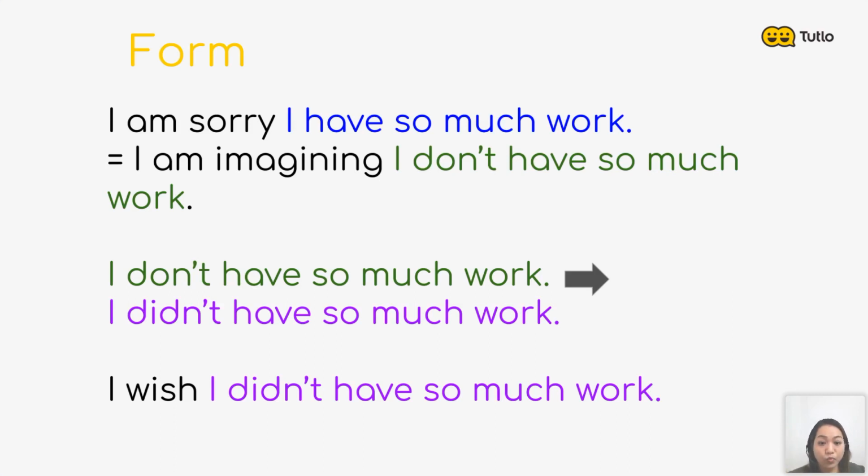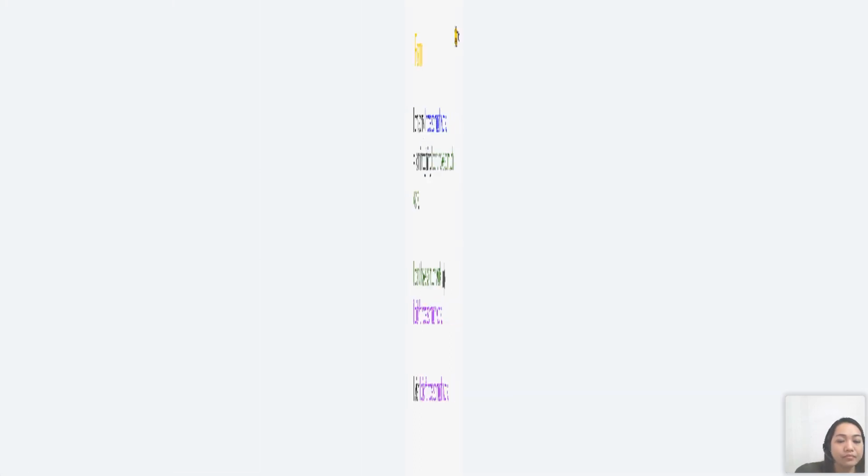If I didn't have so much work, you would say, I wish I didn't have so much work. Understood? We're good? You see the form? You see how the structure flows? It's the opposite of the present situation, and you need to change the form to the past. Let's have one more. Let's have another one.